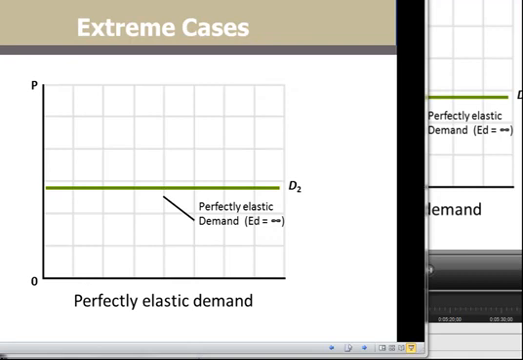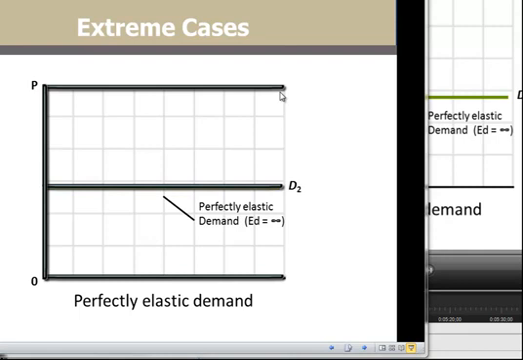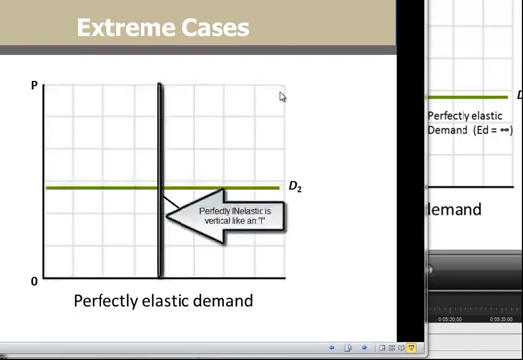One way to remember that perfectly elastic is a horizontal demand curve is to draw a horizontal line at the P over to the end of the graph, and it looks like an E. That stands for elastic. So horizontal is perfectly elastic because it looks like an E, and perfectly inelastic is vertical because it looks like an I.